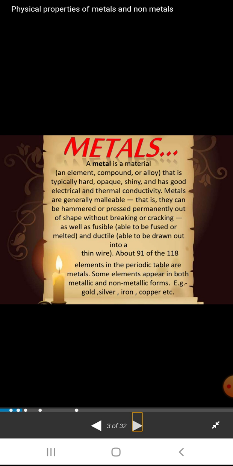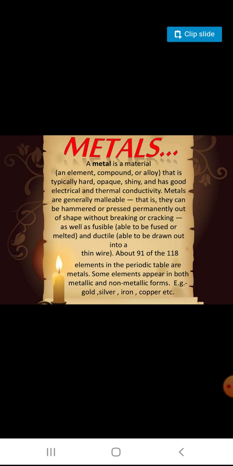Metals. A metal is a material that is typically hard, opaque, shiny and has good electrical and thermal conductivity. Metals are generally malleable, that is, they can be hammered or pressed permanently out of shape without breaking or cracking, as well as fusible, able to be fused or melted, and ductile, able to be drawn out into a thin wire. About 91 of the 118 elements in the periodic table are metals. Some elements appear in both metallic and non-metallic forms. For example, gold, silver, iron, copper and etc.